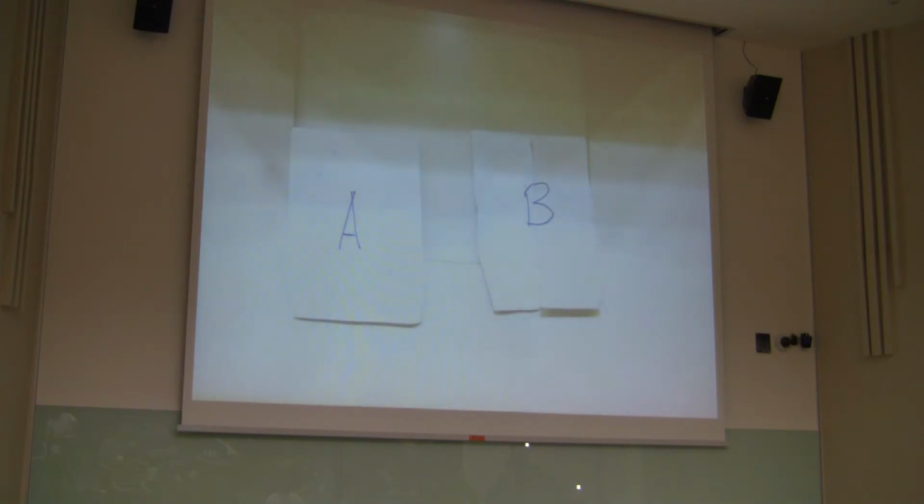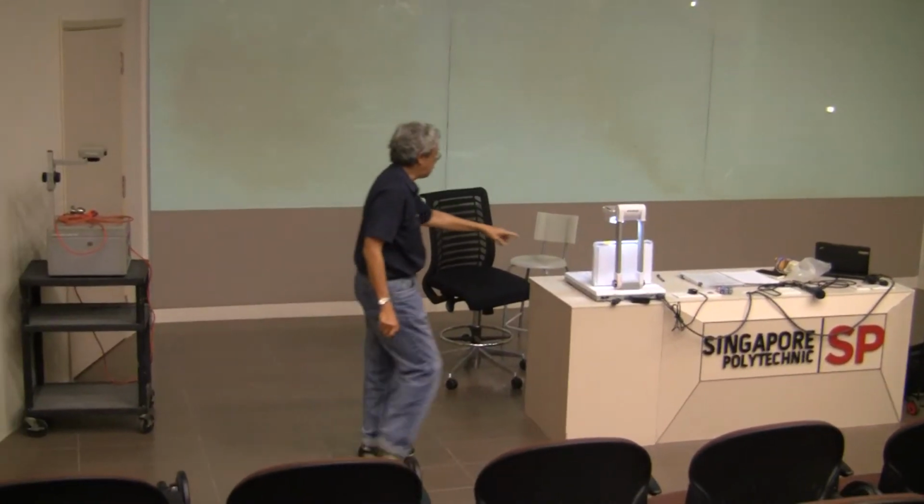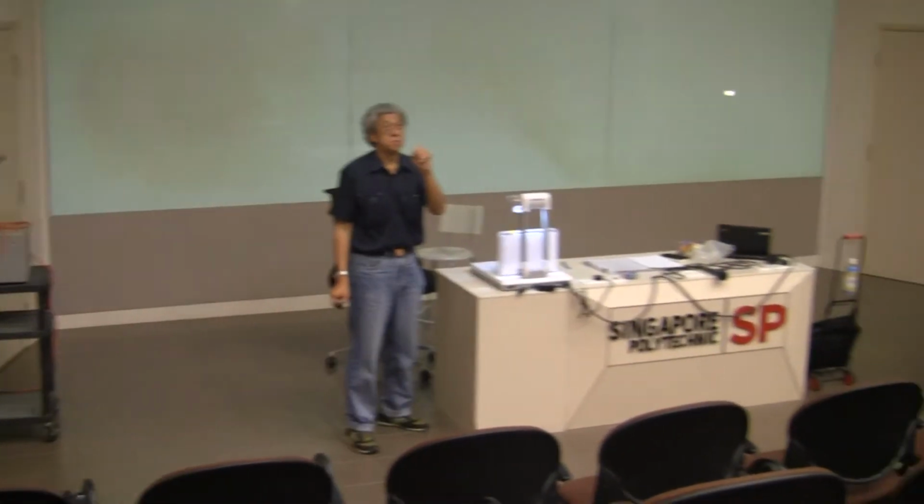Let's see whether those with sharp eyesight are able to tell me. What have I done to A now? Apparently nothing, correct? What have I done to B now? What happened to B? You observe carefully. B has become torn. So for B, I tore it.